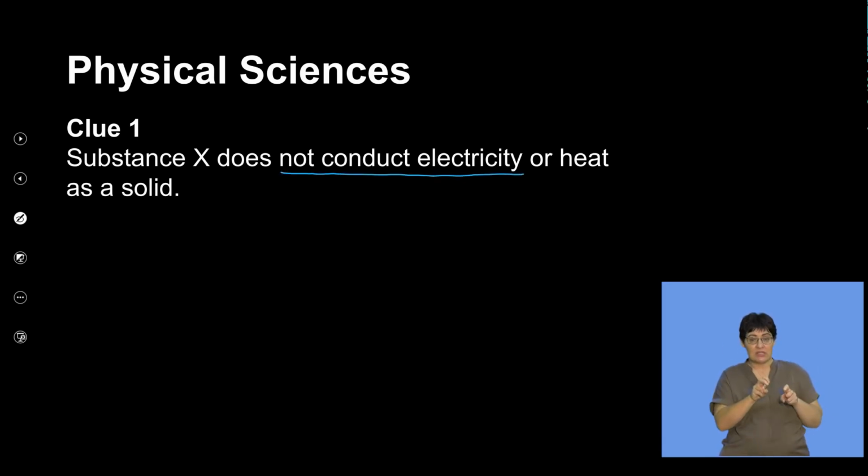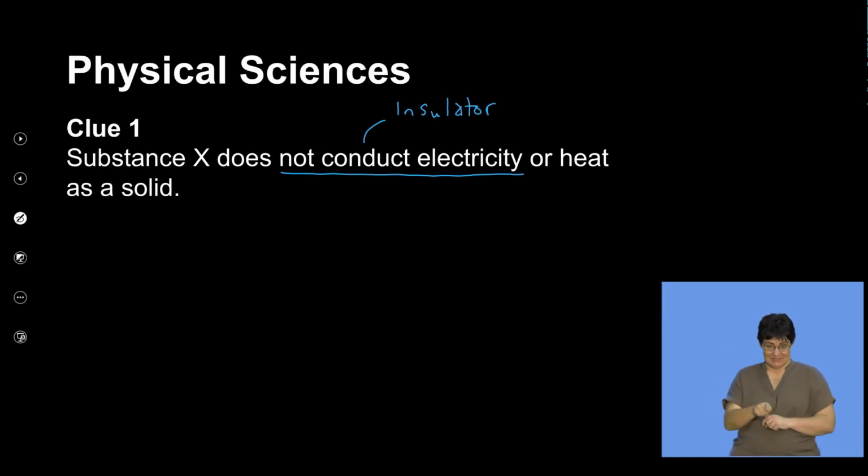Substances that do not conduct electricity, we are saying that they are insulators, right? Remember, an insulator does not conduct either heat or electricity. So if it doesn't conduct electricity, it's an electrical insulator. If it doesn't conduct heat, it's a thermal insulator. So if X is in solid form, it doesn't conduct either heat or electricity. So that's the first clue.